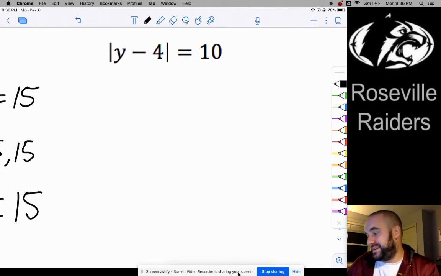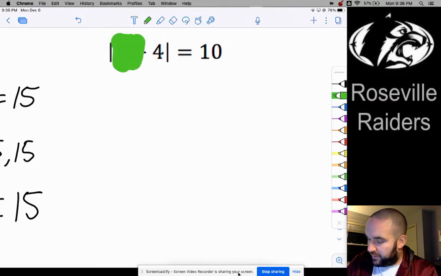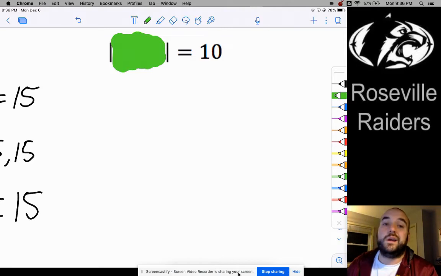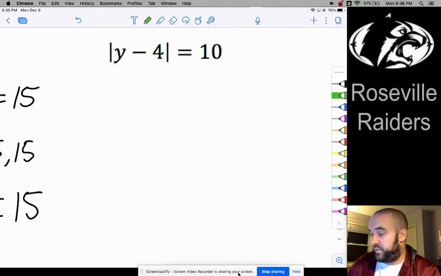Now, how we're going to do this is, if I cover this up, let's do this temporarily. If I covered up what's inside the absolute value, you all saw it was y minus 4, but let's just pretend, for the sake of conversation, that you don't know what's in there. Well, what single number could be under the green blob so that the absolute value of that number is equal to 10? There's only two options. It's either positive 10 underneath the green blob, or it has to be negative 10.